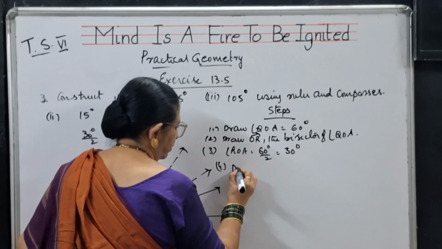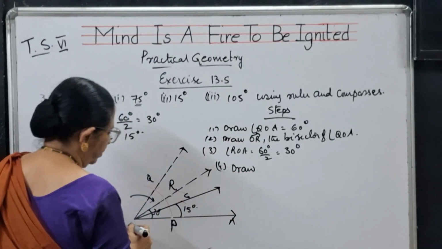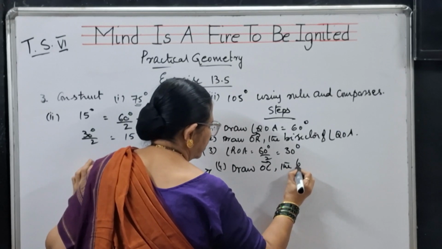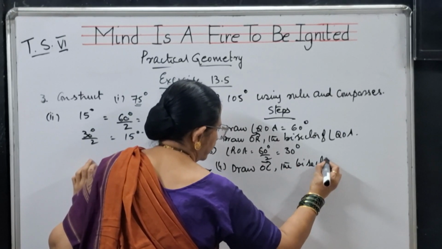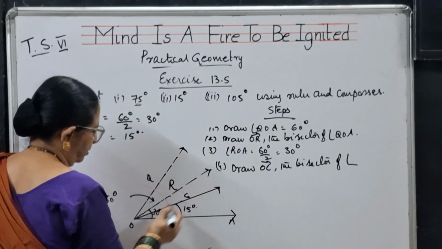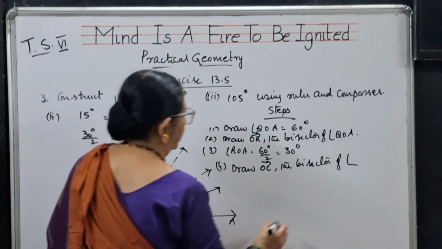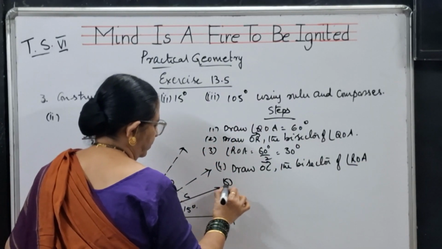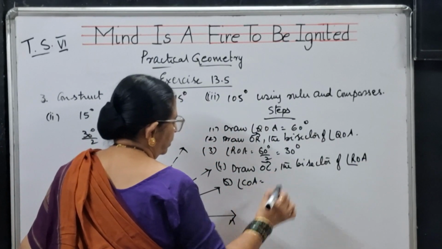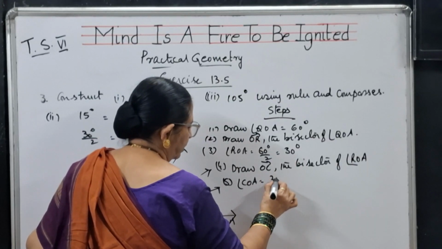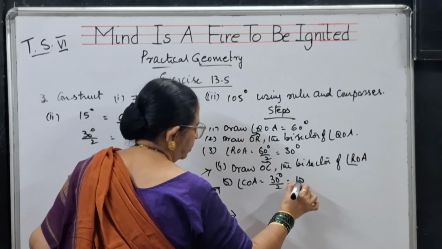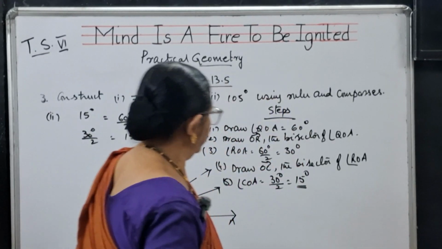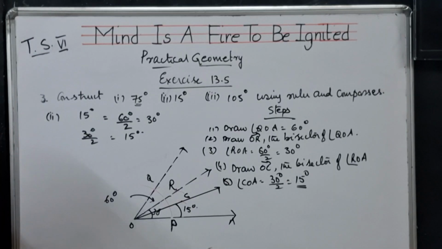Next, fourth one, draw OC ray, the bisector of angle ROA. So, angle COA is equal to, angle ROA is 30 degrees, 30 degrees by 2, that is 15 degrees. So, this is how you can do the construction of 15 degrees.